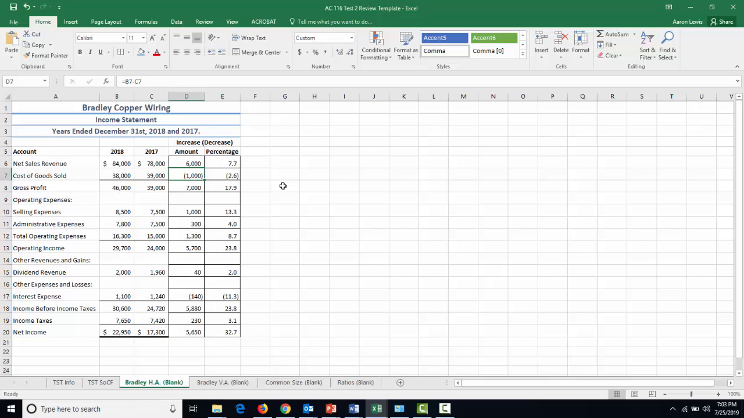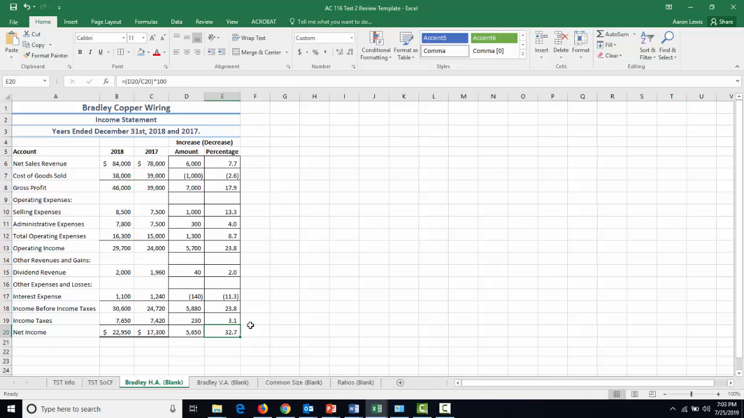So we've increased our profitability by either charging more or by selling more units, but somehow decreasing our cost to acquire those units. And even though we had an increase in expenses, that 8.7% increase in operating expenses is less than our 17.9% increase in gross profit. And down at the bottom for our bottom line, we can see right here that we had an increase of 32.7% in net income. Everything is looking good for Bradley Copper Wiring right now. 2018 was a much better year for them than 2017.